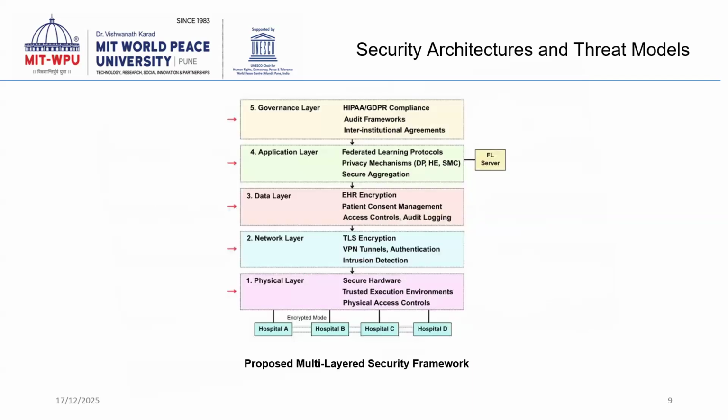So this is the proposed multi-layer security framework. This includes protection at the physical layer using secure hardware and various other technologies, access control at the network layer, privacy mechanisms at the data layer, security at the application layer, and regulatory compliance at the governance layer. This approach ensures end-to-end security rather than relying on a single defense mechanism.